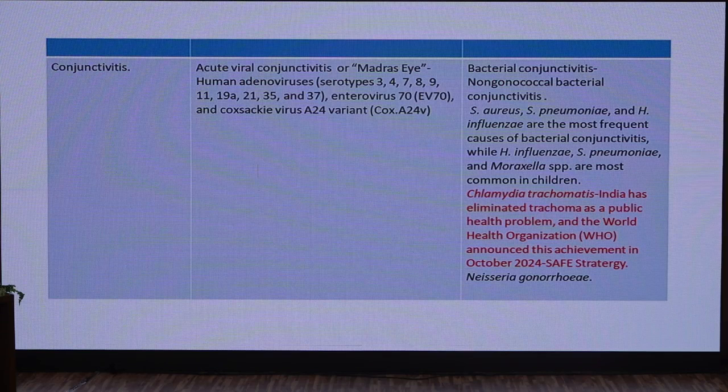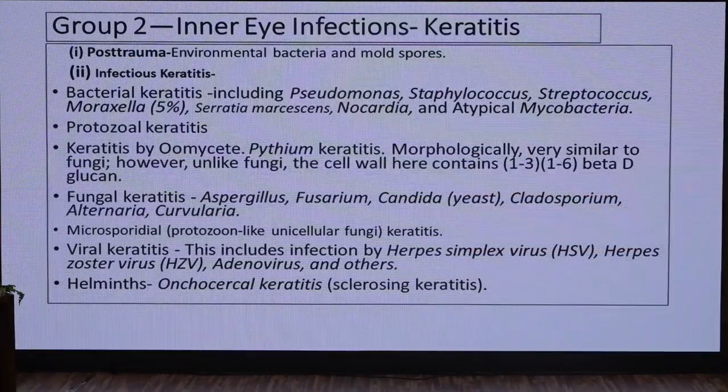Among adults, bacterial causes of conjunctivitis include again Staphylococcus aureus, Streptococcus pneumoniae, and H. influenzae, and in children, H. influenzae, Streptococcus pneumoniae, and Moraxella. Coming to group 2, that is keratitis, I will be dealing with infectious keratitis.